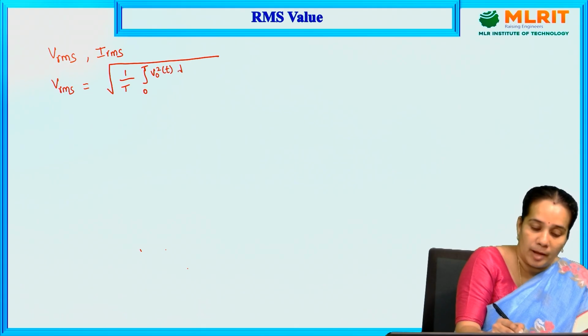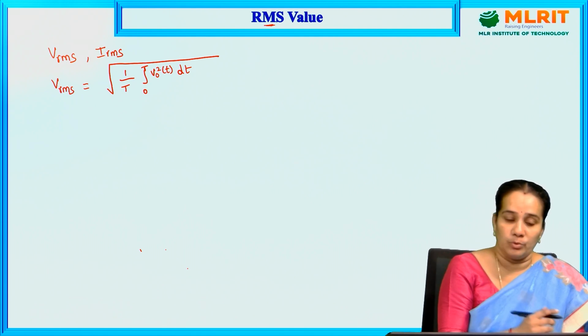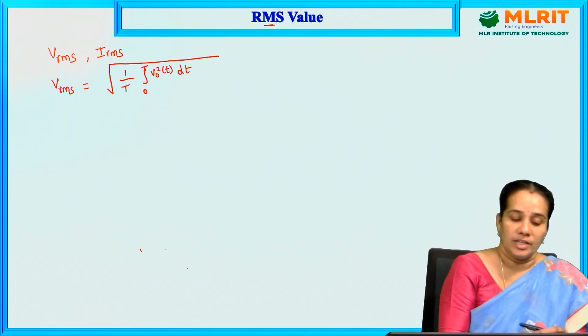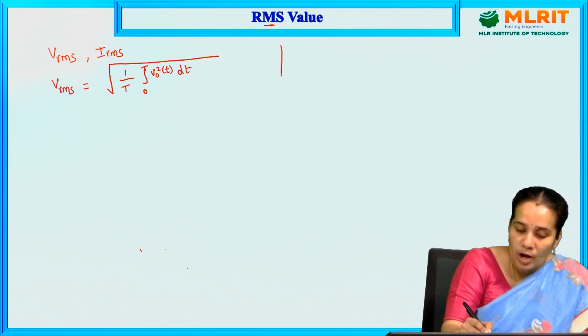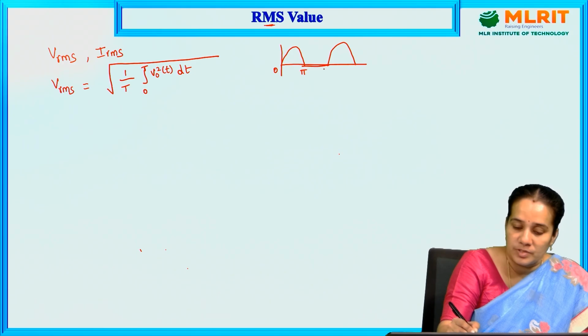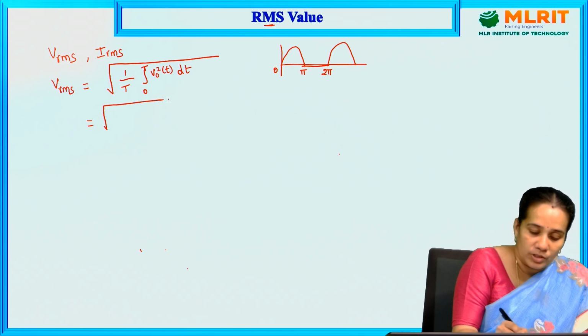Here we are discussing the root mean square value. Mean squared value is the integral of x square of t into dt. We already know the output of the half-wave rectifier: it rectifies only one half cycle, either positive or negative, 0 to pi, and the complete cycle is 2 pi. So, it is 1 by 2 pi integral of 0 to 2 pi V naught square of t into dt.